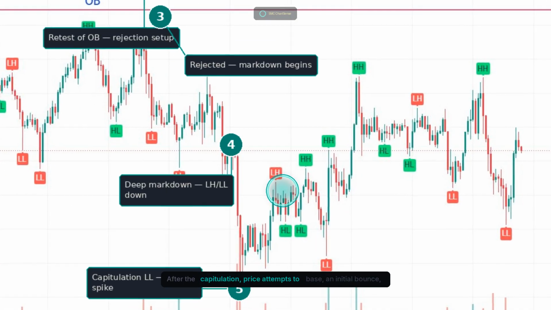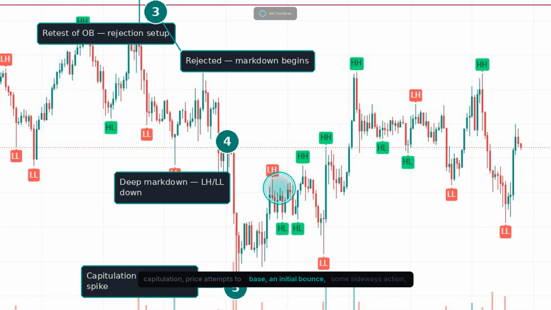After the capitulation, price attempts to base: an initial bounce, some sideways action, the start of what could become a demand zone. At this stage, it's reasonable to watch for one forming, but a reader can't know yet which way it resolves. The discipline is to watch how the structure develops, not assume a clean zone is forming just because capitulation volume printed.